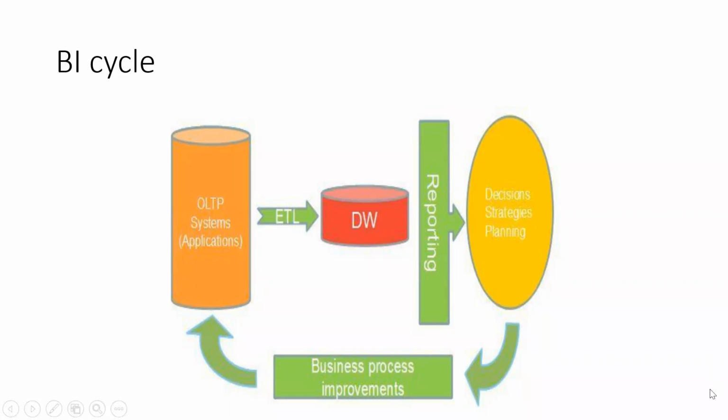They take those decisions, and the decisions are implemented at the source side again. Then the very next day, you can see the changes reflected in the data warehouse and in the reporting graph itself. So this is called the BI cycle.